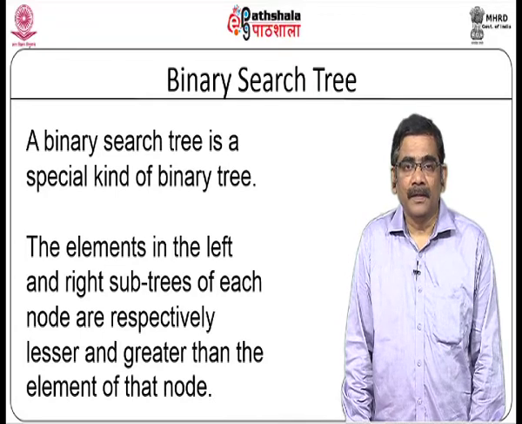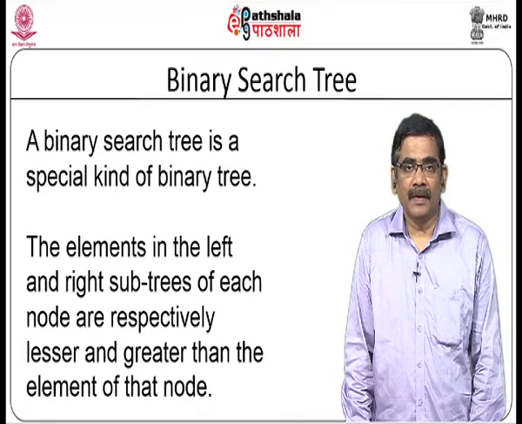So, the unique feature of the binary search tree is that the elements on the left subtree will have keys that are smaller than the key of the root, and all the keys on the right side of the tree are going to be greater than the element of the root node. So, this is a unique property that establishes the characteristics of a binary search tree.